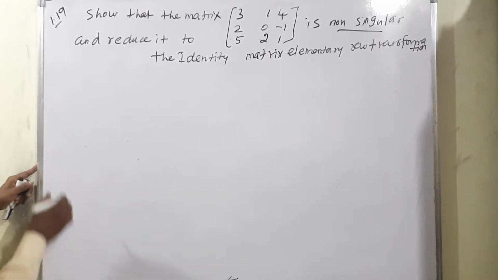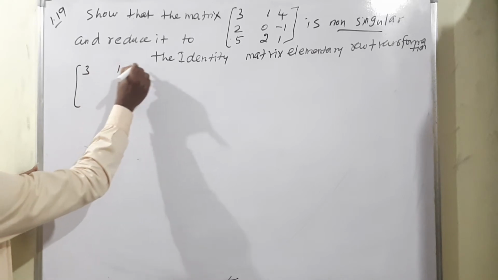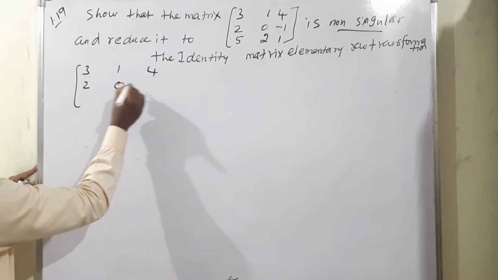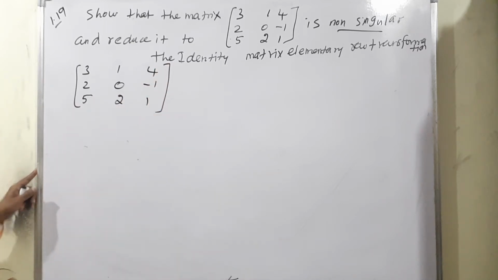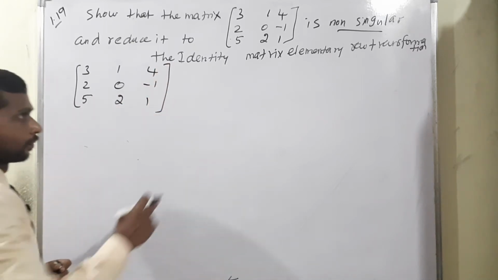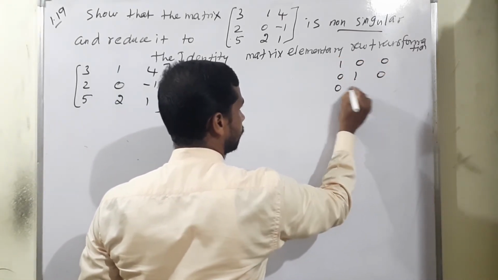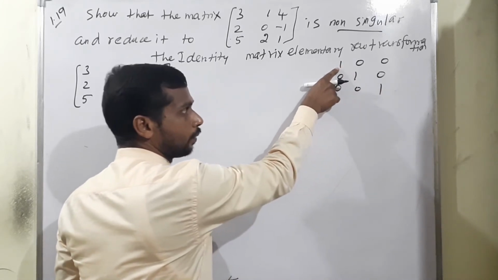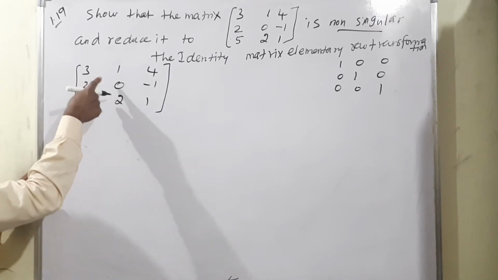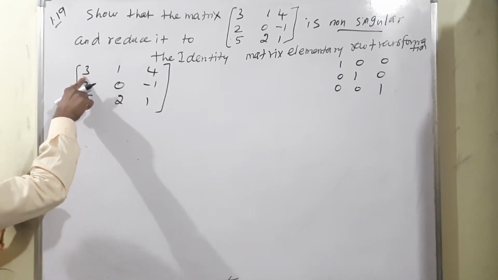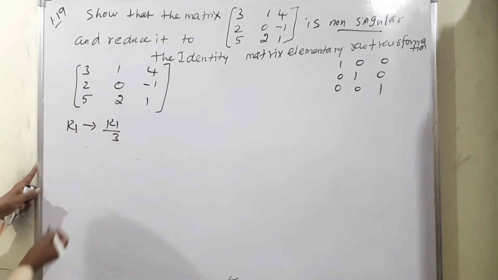So the identity matrix. Again consider the given matrix: 3, 1, 4, 2, 0, minus 1, 5, 2, 1. What is the meaning of identity matrix? 1, 0, 0, 0, 1, 0, 0, 0, 1. So first we have to show the first term as 1, isn't it? But there 3 is there. So to make it 1, what we have to do is divide each and every term by 3. Therefore, consider R1 divided by 3.